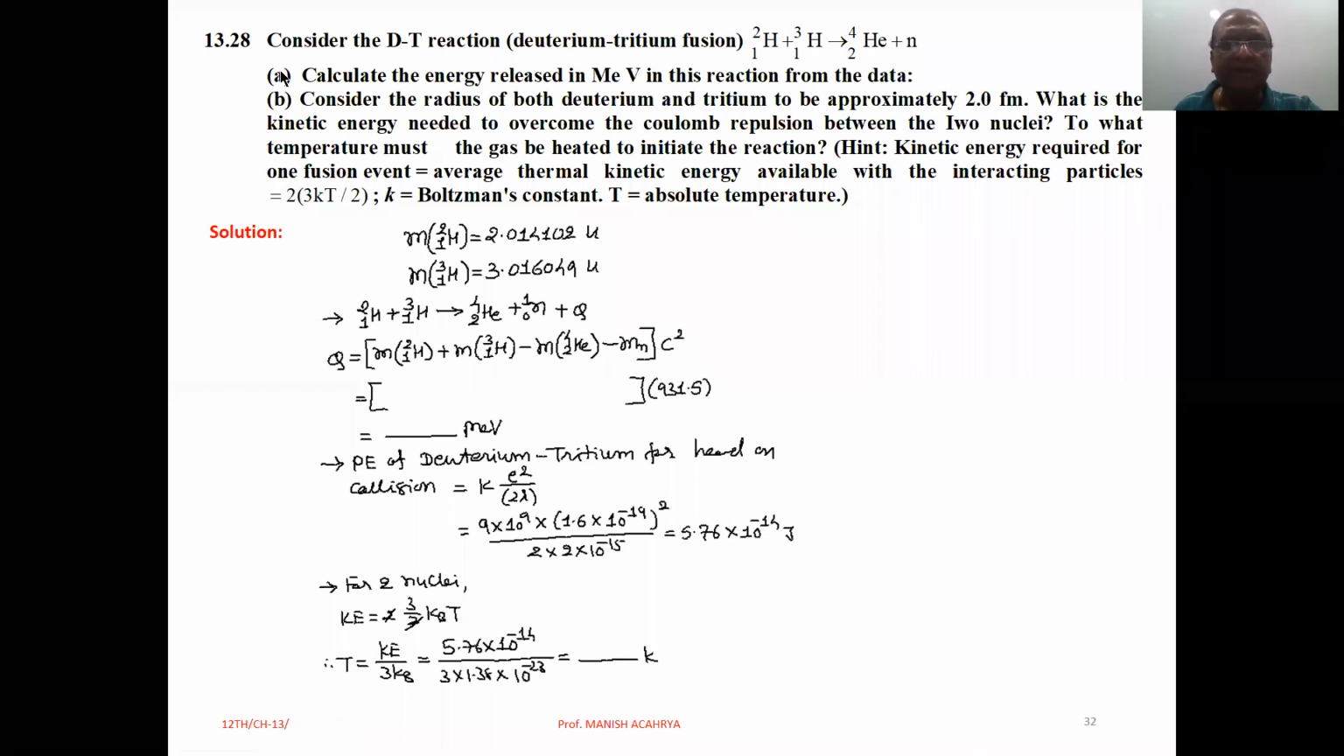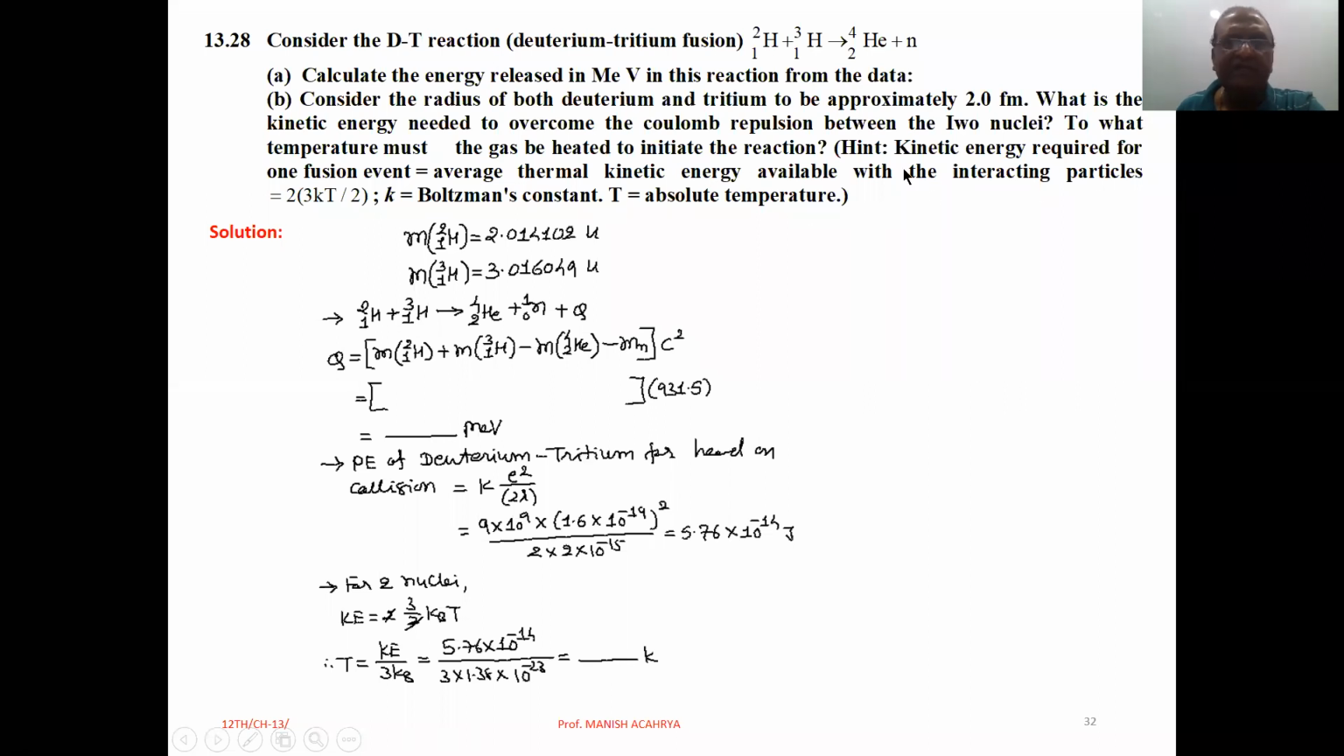Next, 13.28. Consider the DT reaction, deuterium-tritium fusion, 1H2 plus 1H3, that gives you 2He4 plus neutron. A. Calculate the energy released in MeV in this reaction from the data. Then B. Consider the radius of both deuterium and tritium to be approximately 2 Fermi. What is the kinetic energy needed to overcome the Coulomb repulsion between the two nuclei? To what temperature must the gas be heated to initiate the reaction?